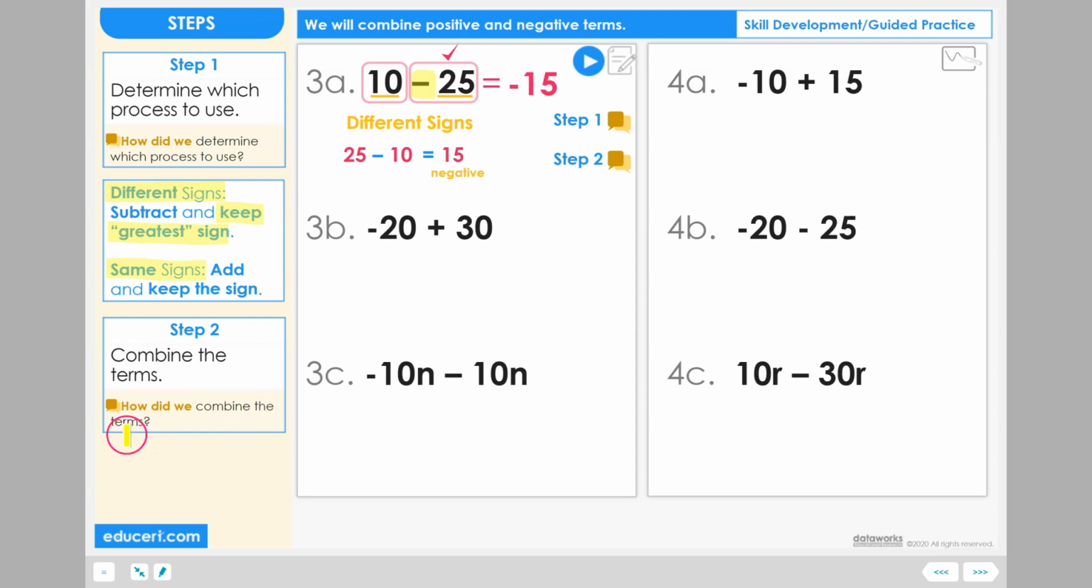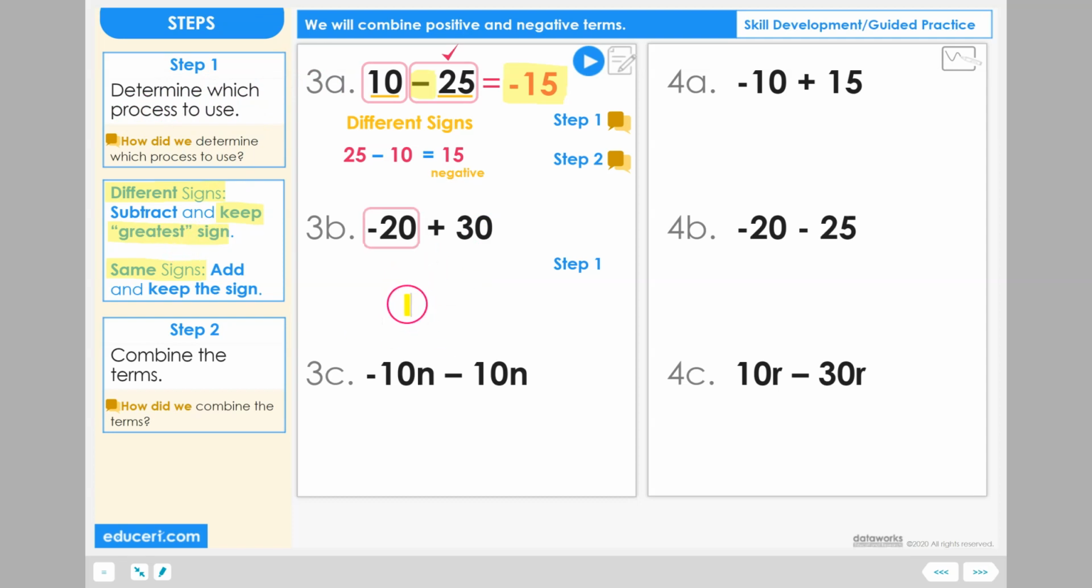How did we combine the terms? We combined the terms by subtracting the two values of 10 and 25. 25 minus 10 equals 15. And then we kept the sign of the greatest number, which was our negative 25, making this a value of negative 15.